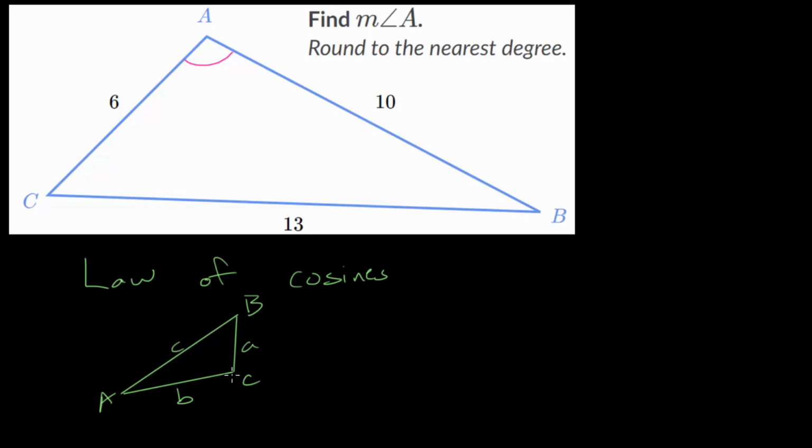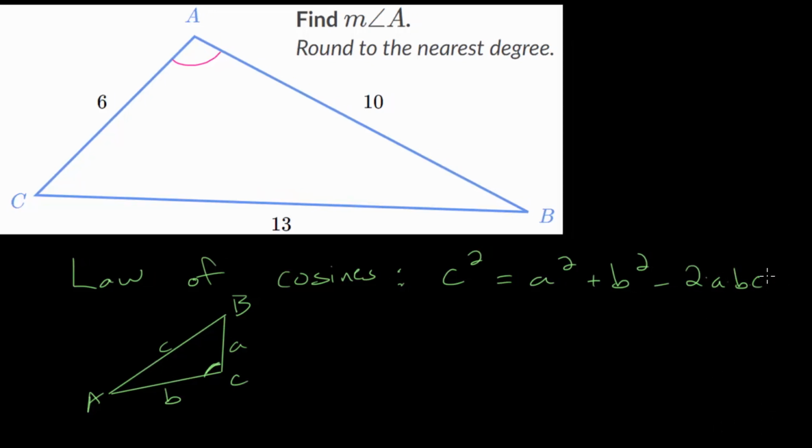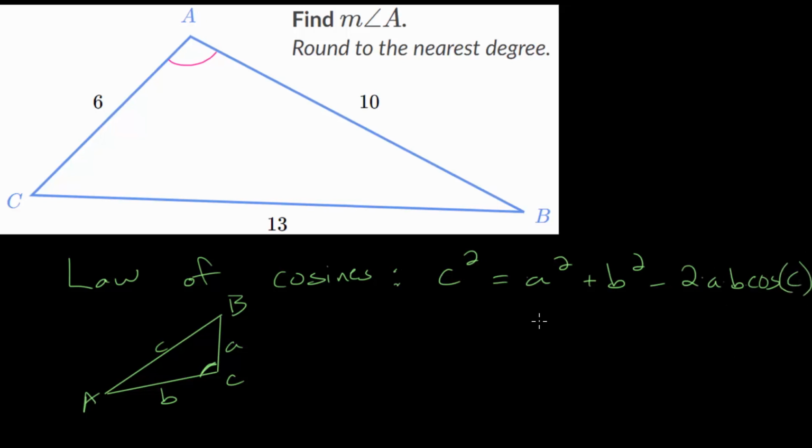Then let's say we're trying to find this angle C. We can say that c squared is equal to a squared plus b squared minus 2 times a times b, multiplied by the cosine of angle C. So we can use this law of cosines to find this missing angle A here. For this video, I will not prove the law of cosines, but I will show you how to use it.